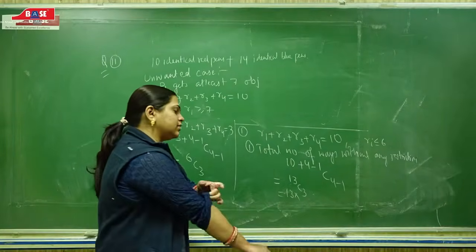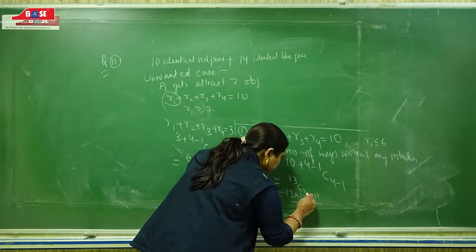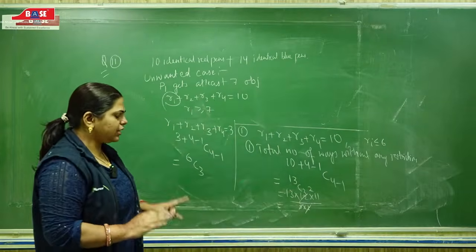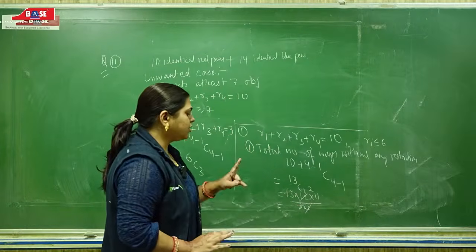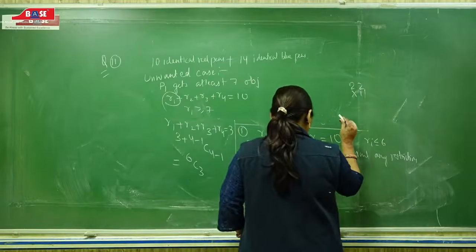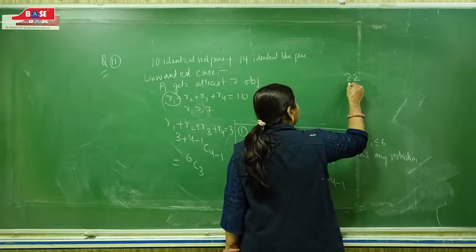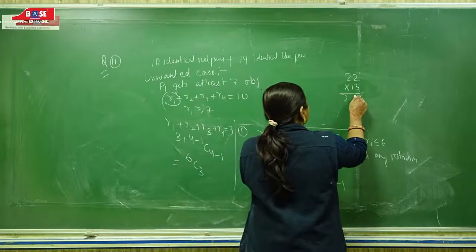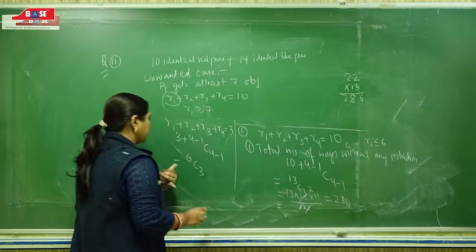Now this is 13C3. How should I calculate 13C3? 13 into 12 into 11 divided by 3 into 2, which is 6. So 11 into 2 is 22. Now 22 into 13, so this will be how much, everyone? 286, correct? So 13C3 is 286.